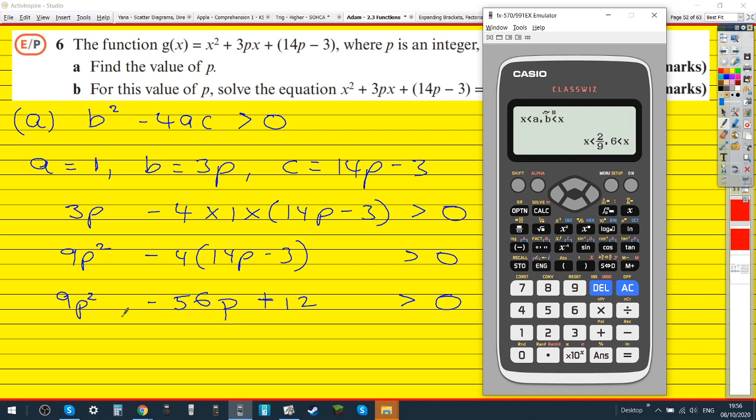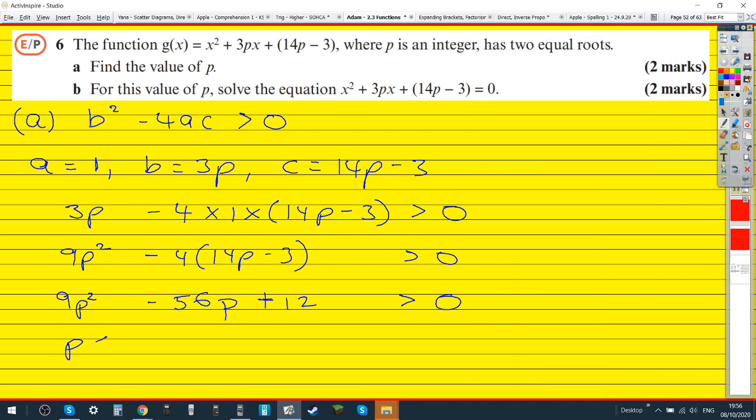So x is lesser than 2 over 9, and 6 is lesser than x. And so if 6 is less than x, what would it be if x was on the left? X is greater than 0. Not 0, x is greater than 6. Yeah, that's it. X is less than 2 over 9, or x is greater than 6. Oops, we made a mistake.